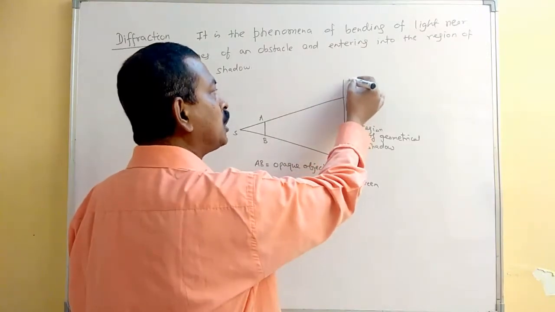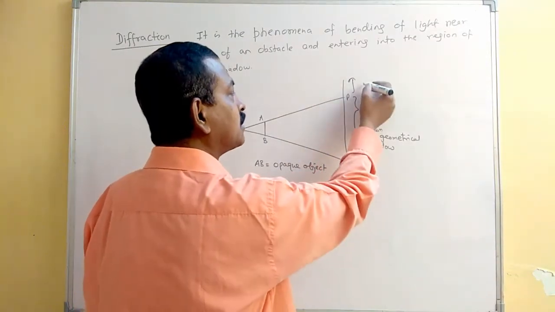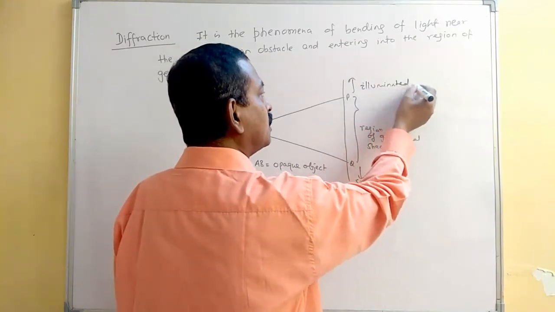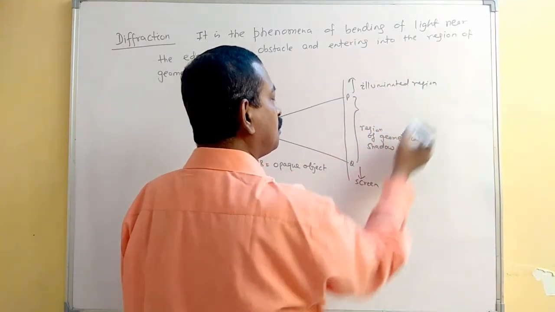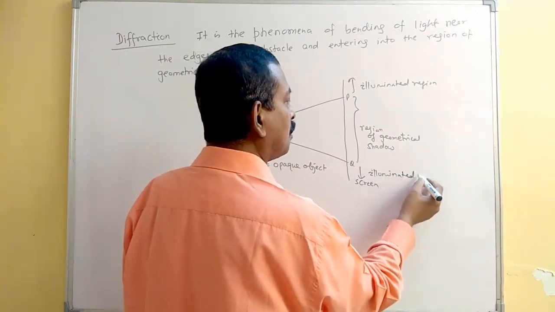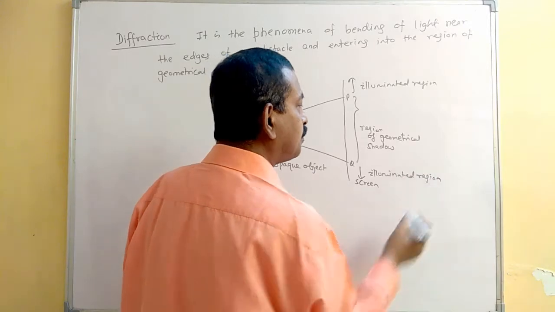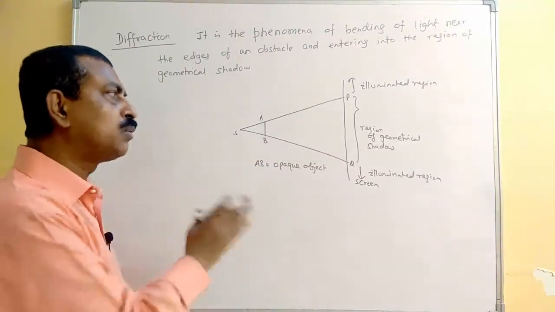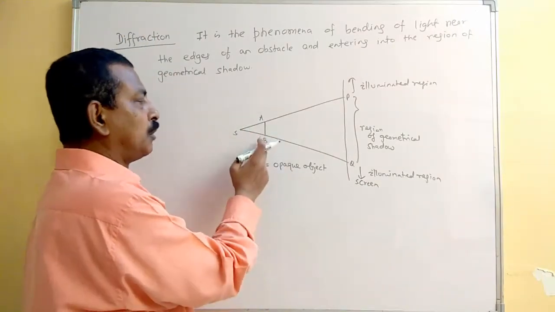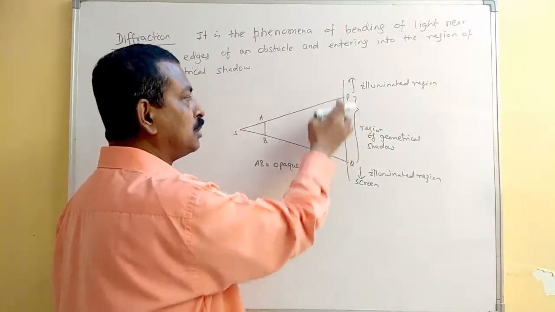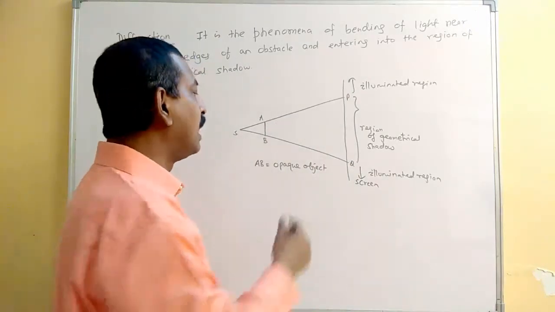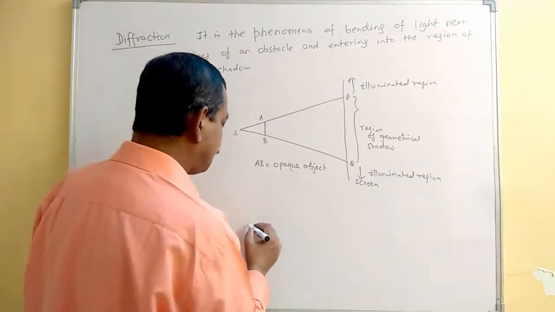Whereas beyond PQ, this part and these will be the illuminated region. So this is what we get in normal observation. If an opaque object is there, then here it will be the shadow formation and beyond that it will be the illuminated region.